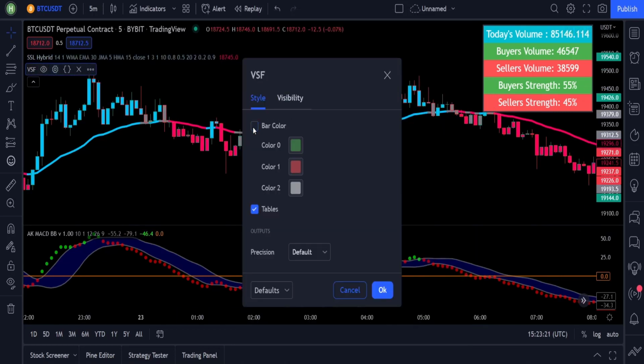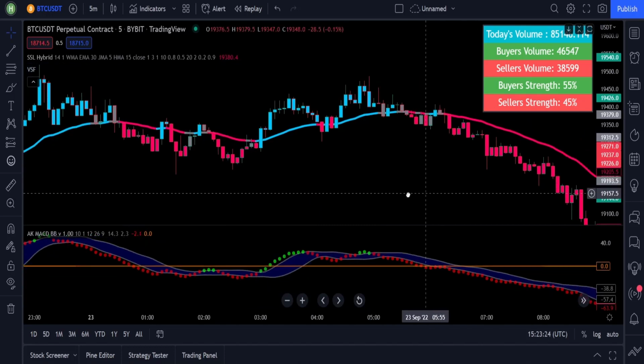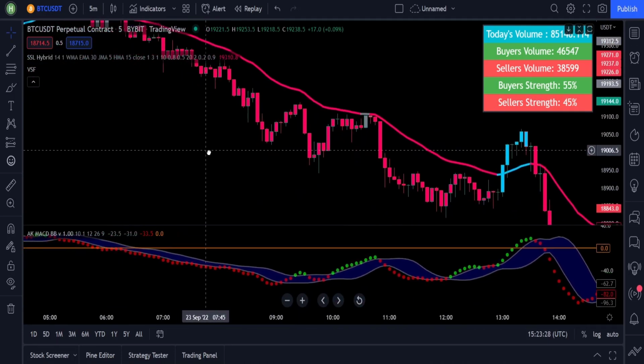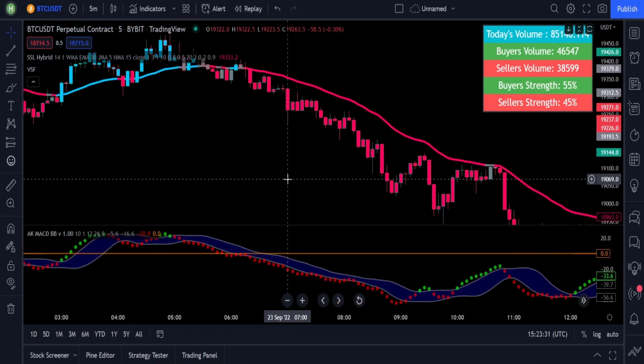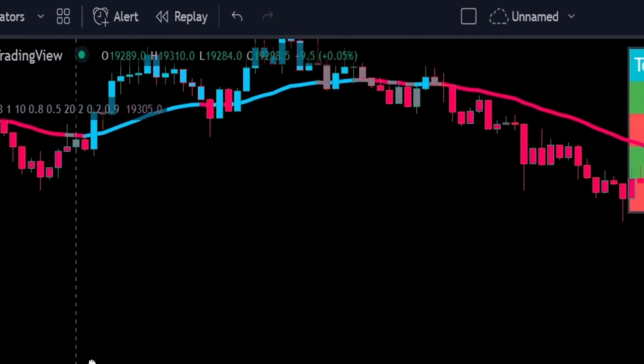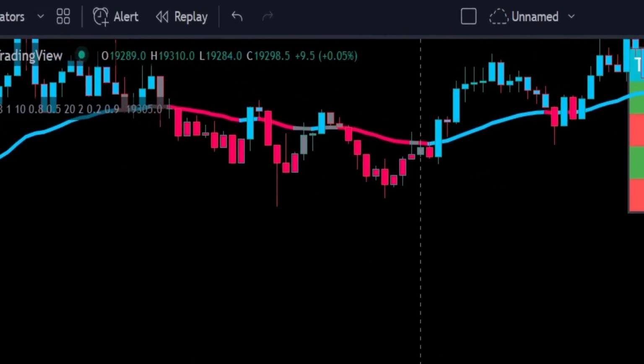Now we're finished with our adjustments, so let's understand how these 2 indicators will help us eliminate the false signals issued by the MACD indicator. So first, let's start with this SSL Hybrid. This is a very powerful trend filter. We'll use it to confirm the entries given by the MACD.